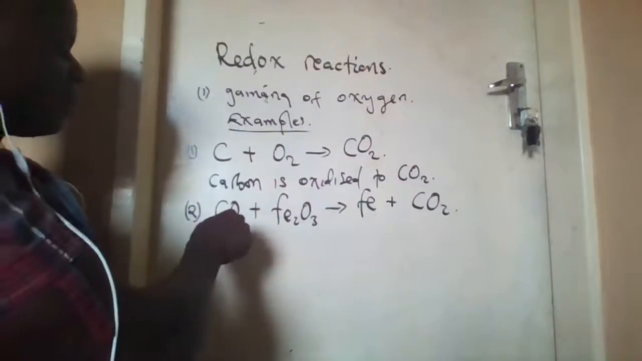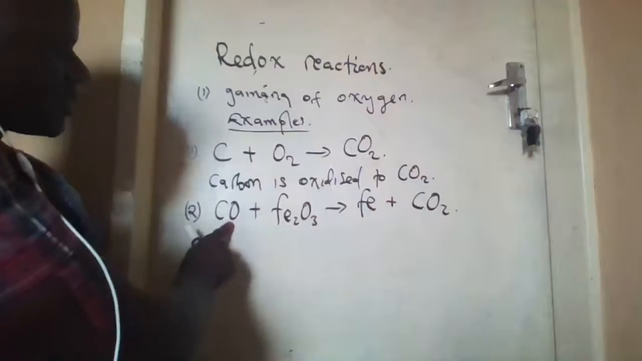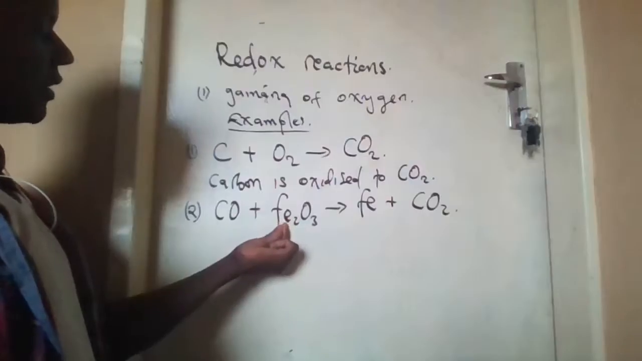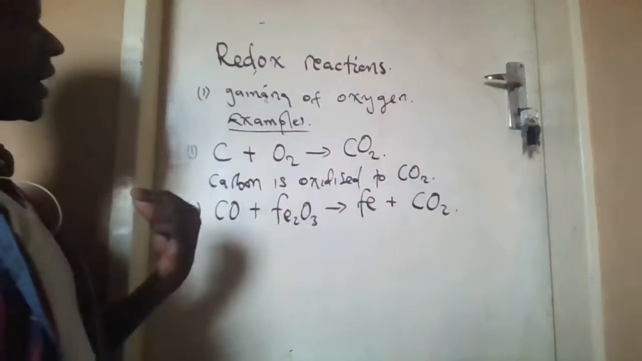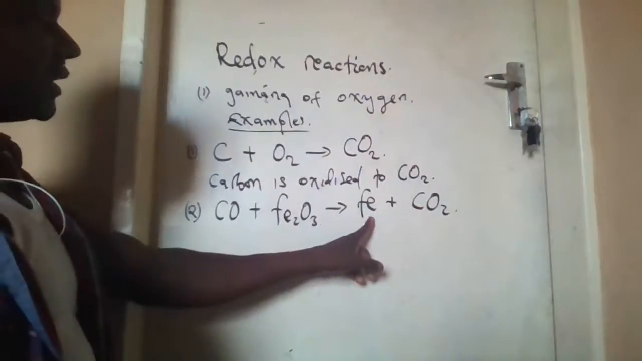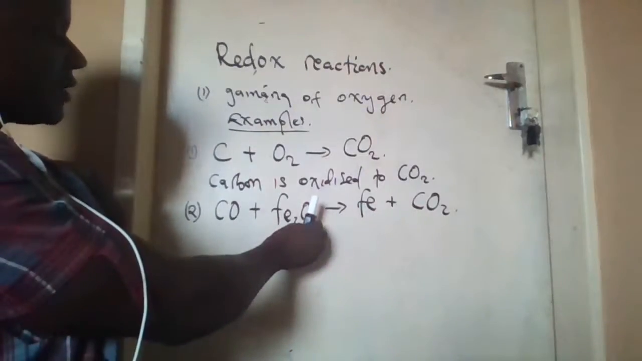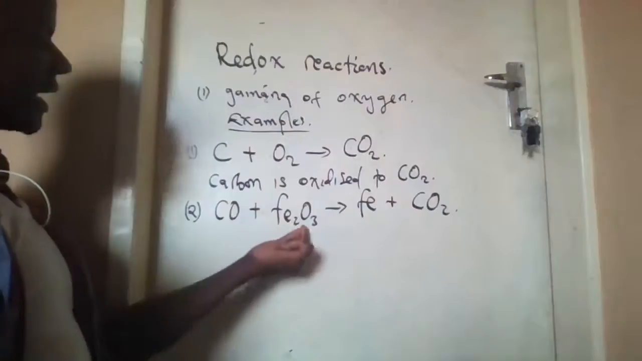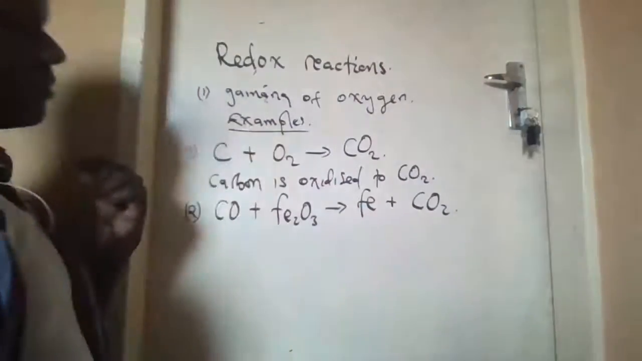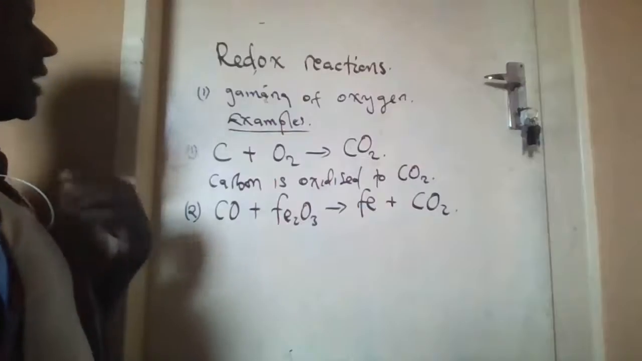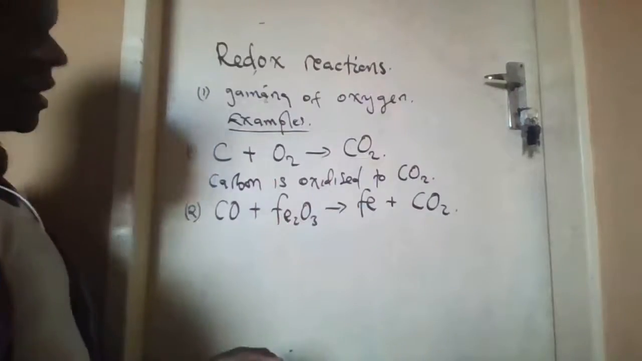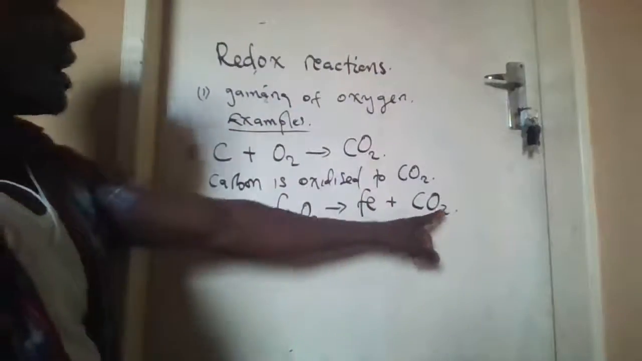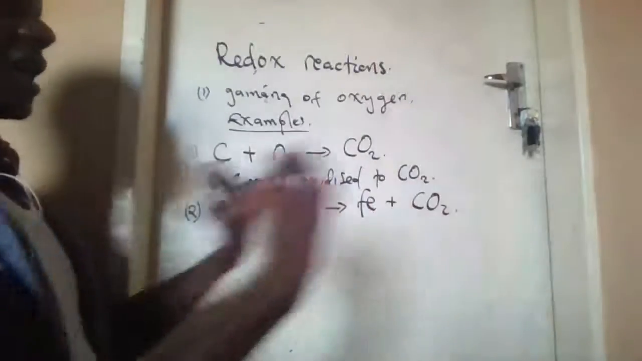So if you look at carbon monoxide here, carbon monoxide has got only one oxide. Carbon mono means one oxide. Then we have got the ferric oxide, the iron 3 oxide. Now after the reaction, iron remains alone, meaning all those oxygen atoms that were on iron have been gained by carbon monoxide. So carbon monoxide has gained more oxygen atoms to form carbon dioxide. And this reaction is an example of an oxidation reaction. Why? Because carbon monoxide has been oxidized to carbon dioxide by having more oxygen atoms coming towards itself.